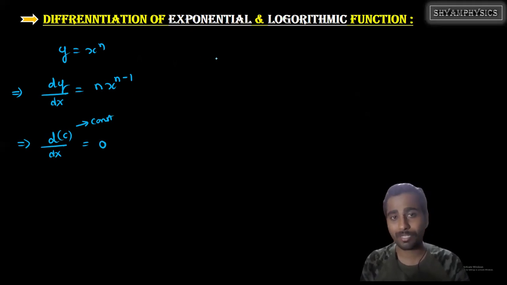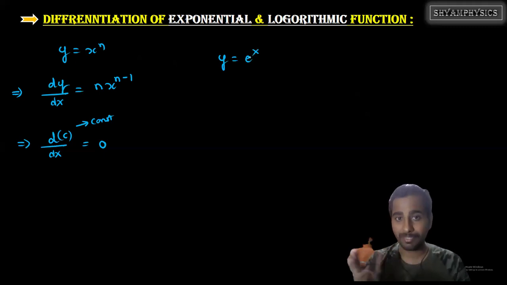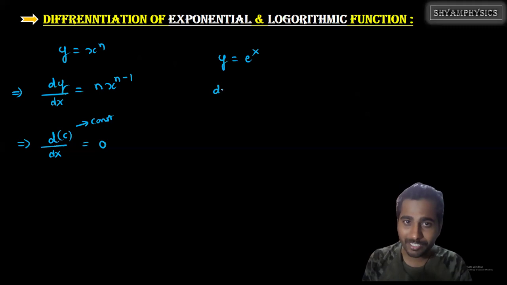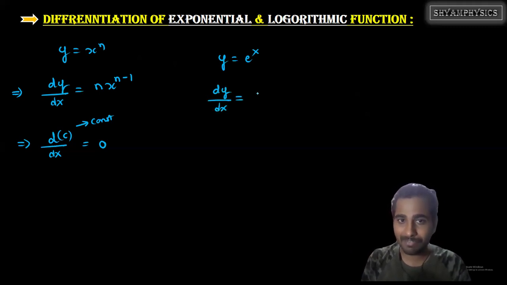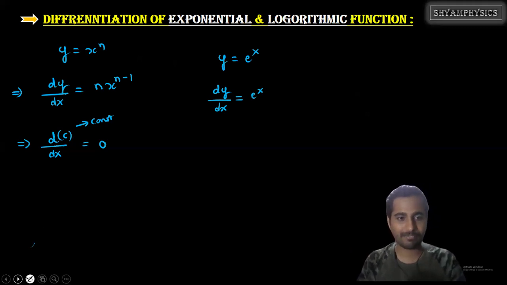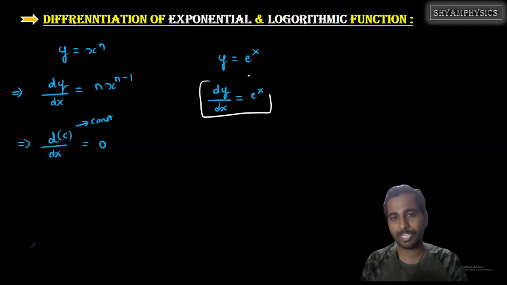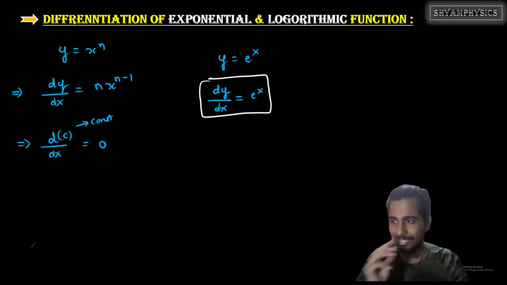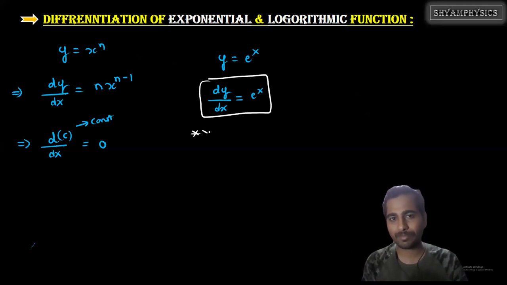Next, a very important thing. If y is equal to e to the power x, and we differentiate this with respect to x itself, the answer will be e to the power of x itself. The answer remains the same. There is no change. Clear? This is also very important.